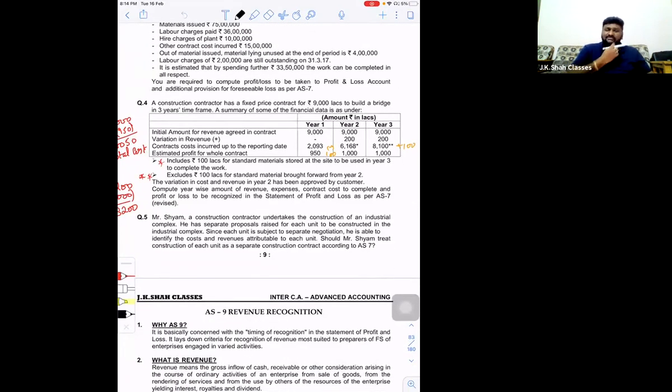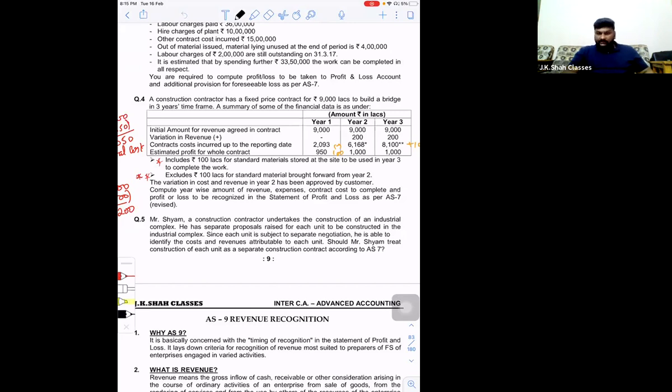Don't do any wrong doings. Question number 5. Mr. Sham, a construction contractor, undertakes the construction of an industrial complex. He has separate proposals raised for each unit to be constructed in the industrial complex. Please understand, he has to construct different units in that complex, means different wings, A wing, B wing, C wing. And he has raised separate proposals for each unit. Since each unit is subject to separate negotiations, he is able to identify the cost and revenues attributable to each unit. Should Mr. Sham treat construction of each unit as a separate construction contract according to AS7?